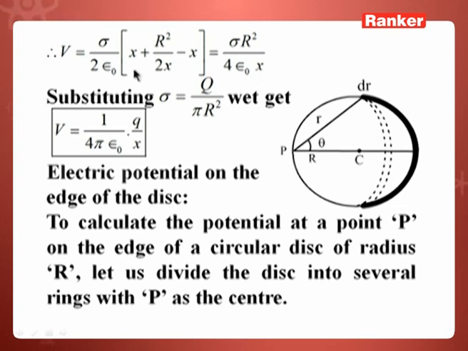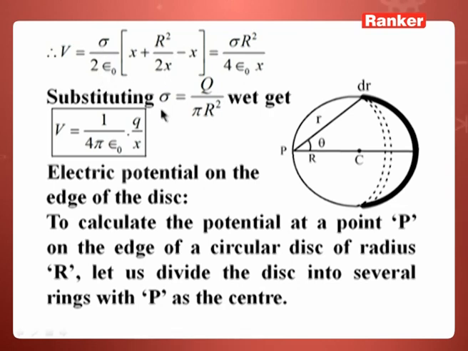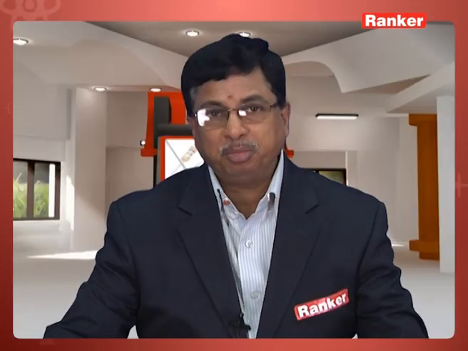This is the outcome. This gives us the electric potential at the point P when the distance to the point, which is taken as x, is many times greater compared to the radius of the disk. From this equation, if you substitute the formula for sigma as q by pi r square, we get V is equal to 1 by 4 pi epsilon naught q by x. This is the final formula for electric potential, one should remember.